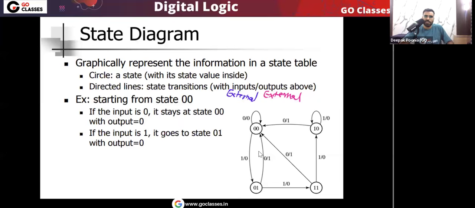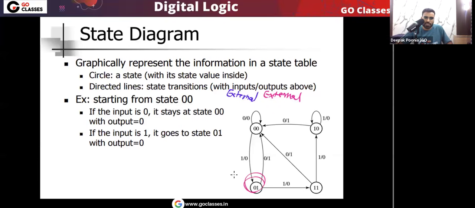So you can see in the state diagram, the circles or the nodes represent the state, and the edges will represent external input slash external output. For example, if the present state is 1 0 and the input is 0, look at this edge. If the present state is 1 0 and the external input is 0, then the next state will be 0 0 and output will be 1.